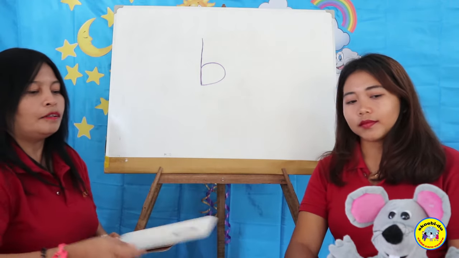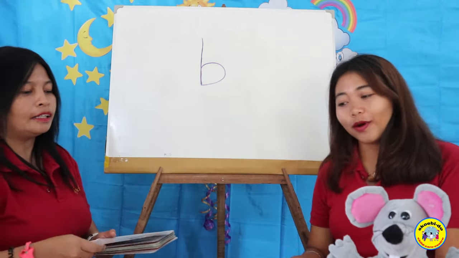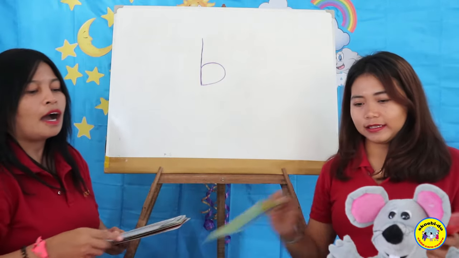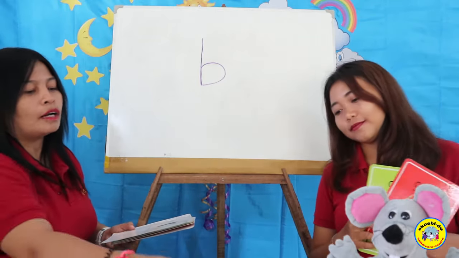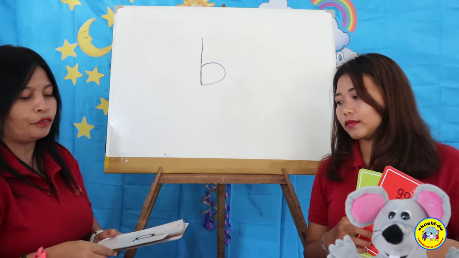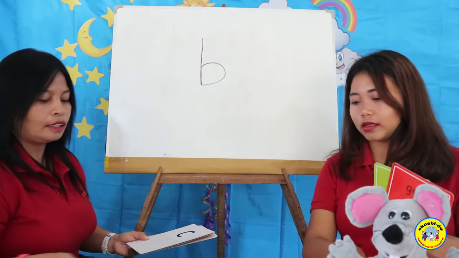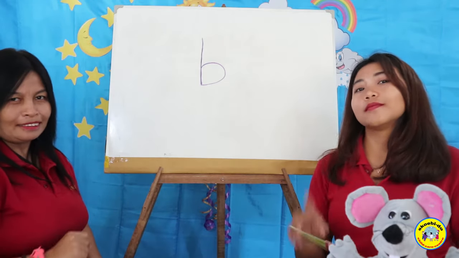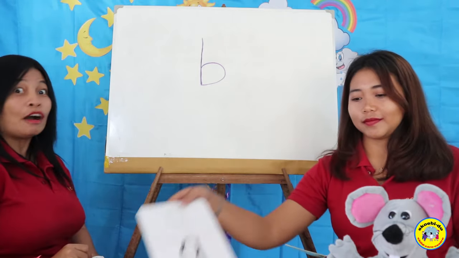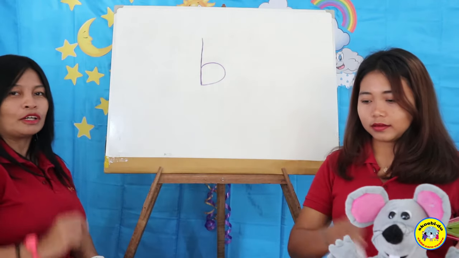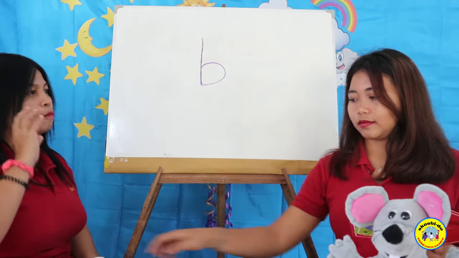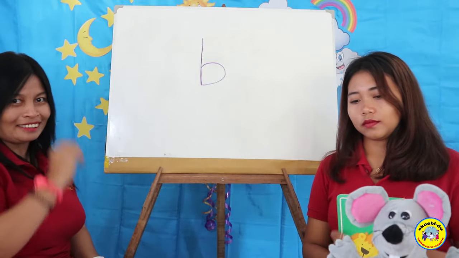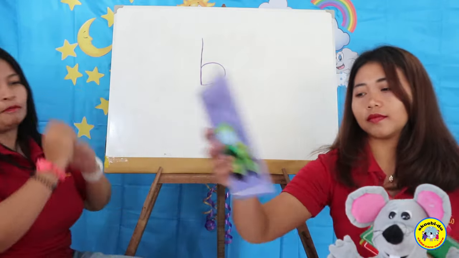Okay. We put all the letters here that we did learn. There are so many letters that we did learn from our Jolly Phonics book number 1, 2, and 3, right? So there will be so many letters here. Remember the action, and remember the sound, because by hearing the sounds, you will know the letters. All right, Miss, I will help you.